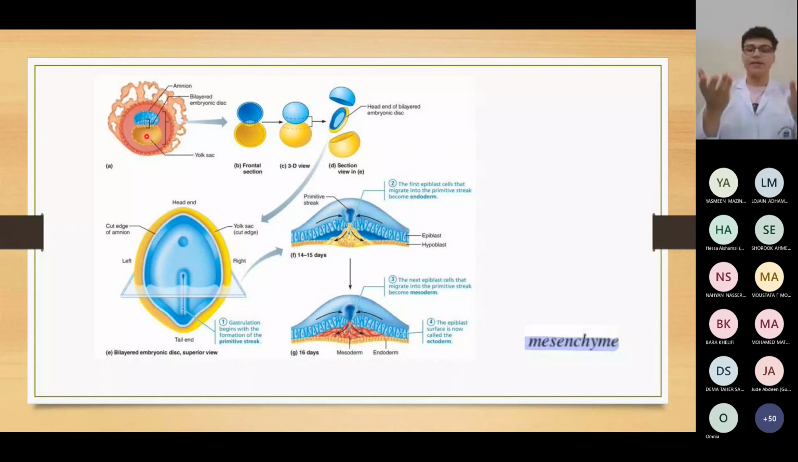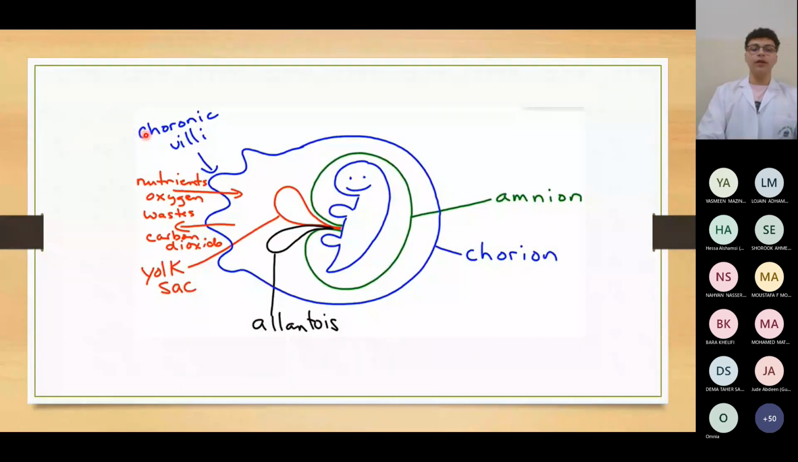Okay. So the epiblast cells proliferate to form the amnion, and the hypoblast cells differentiate to form this cavity. We call it what? A yolk sac. Okay. This is also a picture, as you can see here. This is the amnion. This is the yolk sac. This is the allantois.